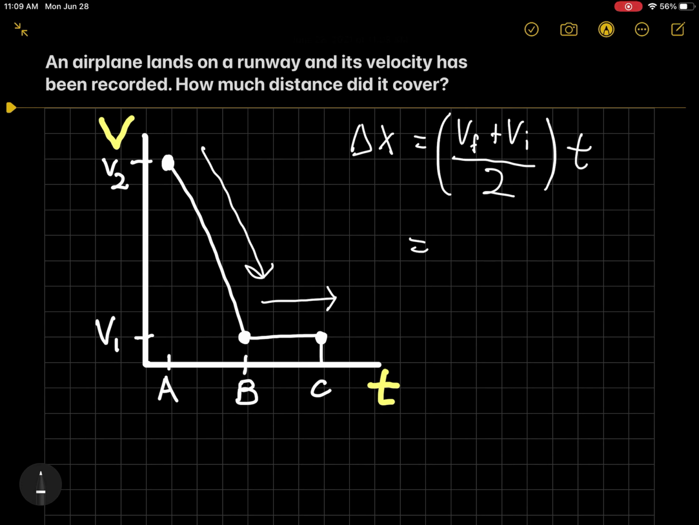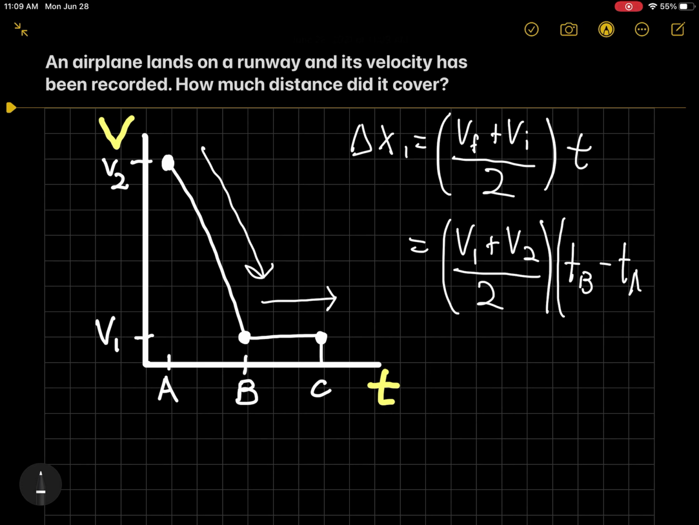So let's just plug and play here. The final velocity for the first section, we'll just say x1. That is just v1 plus v2 over 2. And for the times, we're just going to say that is the time at point B minus the time at point A. That is the total time that it took to decelerate.